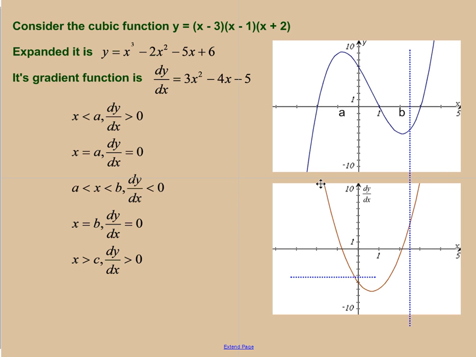So for x less than a, the gradient is positive. Then between a and b, it's negative, reflected by the part of the parabola under the graph. And then for x greater than b, it becomes a positive gradient again.